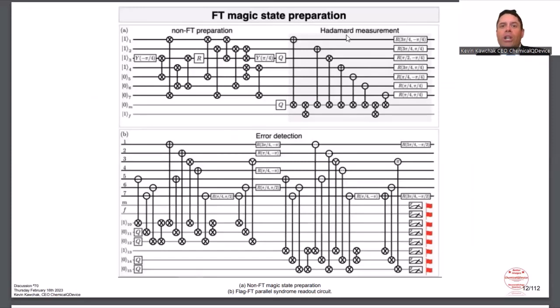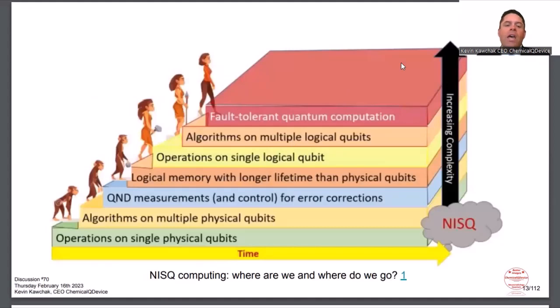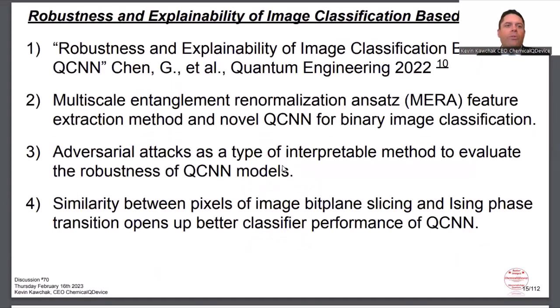non-FT preparation, Hadamard measurement, and at the bottom, error detection. I've heard it said at one point that you need a qubit to account for error correction in these setups. And again, I'll have questions on this later. This just goes to show you where we are today, going into fault tolerance. It's not fully error corrected, but basically having algorithms on multiple logical qubits, increasing complexity while we're still in this noisy intermediate scale quantum era that we're in right now.